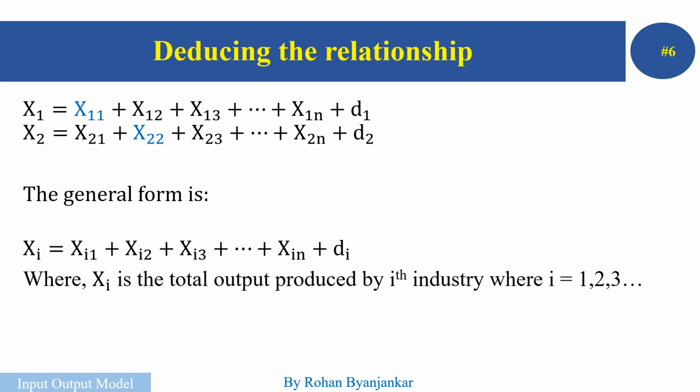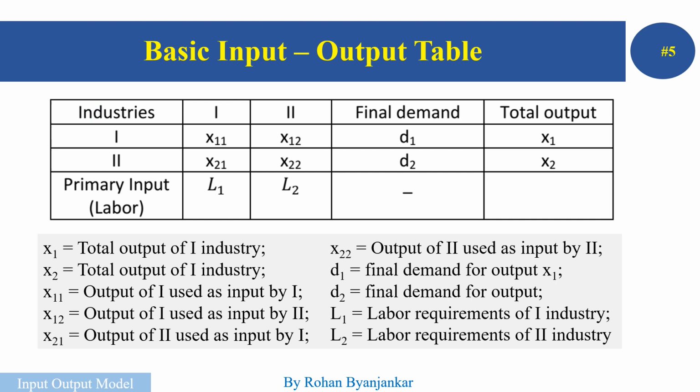So now we will deduce the relationship as x1 equals x11 plus x12 plus x13 dot dot x1n plus d1. This means that x1 is the total output by industry 1, and the total output equals the total supply. Let's move to the previous slide number 5. I have added x11, x12 and d1 equals x1.